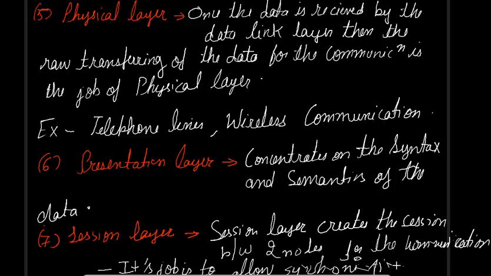So this was the brief about all the 7 layers in the ISO OSI stack. In the next session we'll be studying about these layers a bit more, and how these layers interact with each other, and how the data is transferred through and from these layers. So thank you.